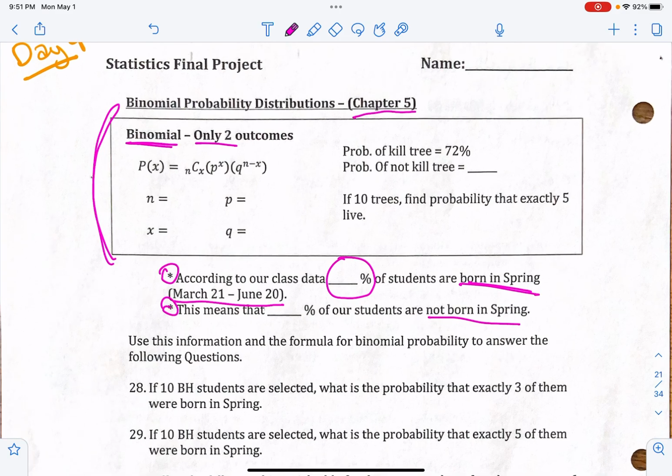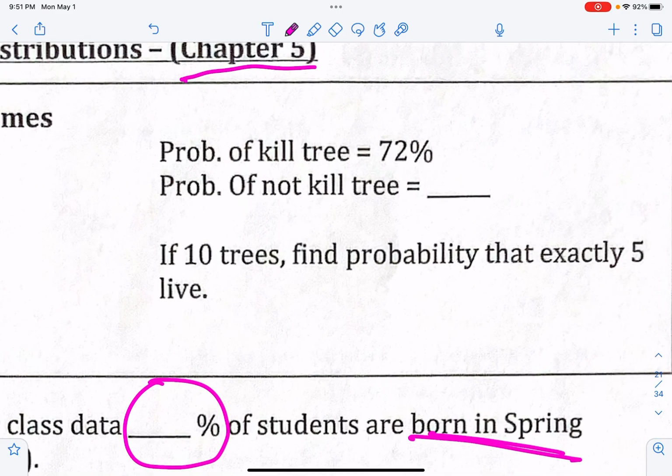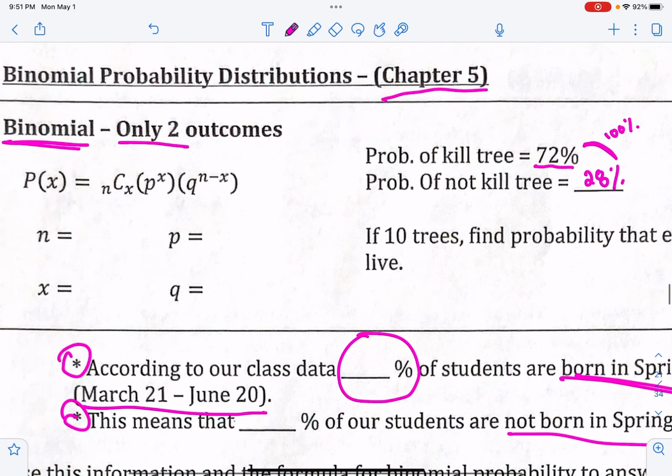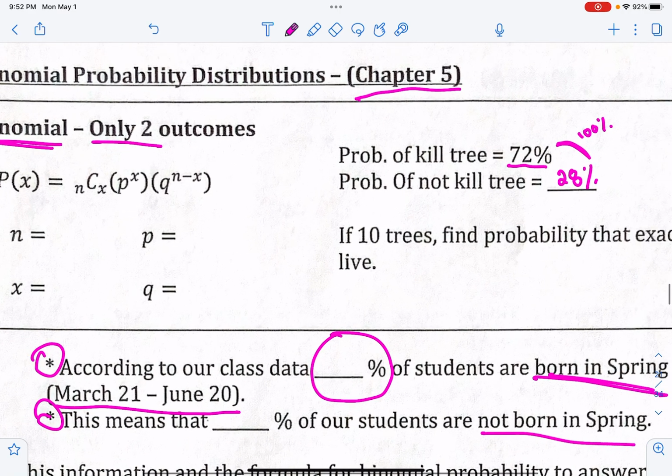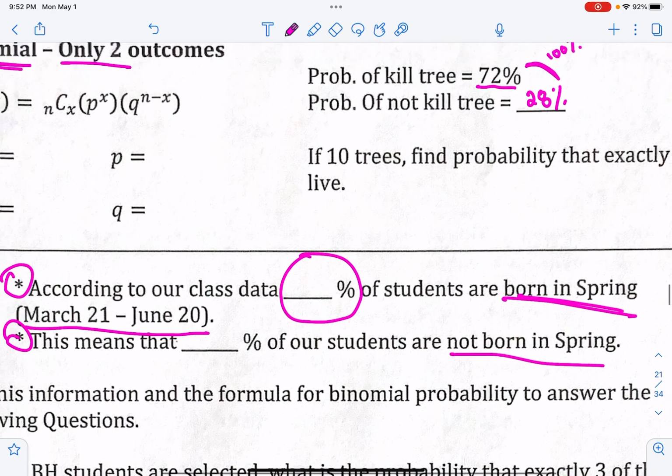In my example up here, we're talking about if I have a tree, the probability of me killing the tree is 72%. I cannot keep anything alive, so 72% is the chance I'm going to kill it. I just made that number up for the sake of this example. That means the probability of me not killing the tree is 28%. If I subtract that from 100, these should add up to 100%. Those two pieces of information are what I need in order to do this binomial. I have two things going on: either I'm going to kill the tree or I'm not. Either you're born in spring or you're not born in spring. Those are my two outcomes.